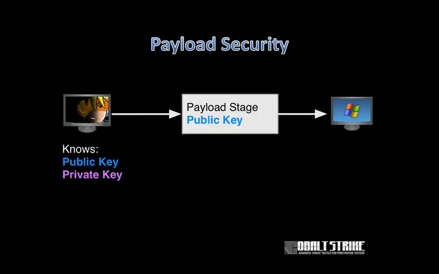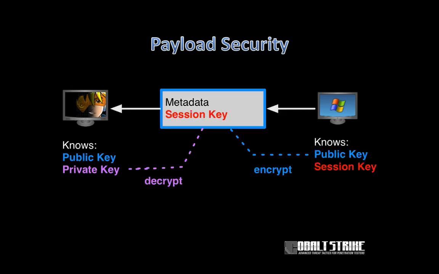Let's walk through how these payload security features work at a very high level. When the team server is first run and creates its first listener, it generates a public and private key pair. Whenever the team server generates a Beacon payload stage, that stage has the team server's public key embedded inside it. When Beacon is running on a target, the target generates a session key. So at this point, the target knows the session key and it knows the public key of its team server.